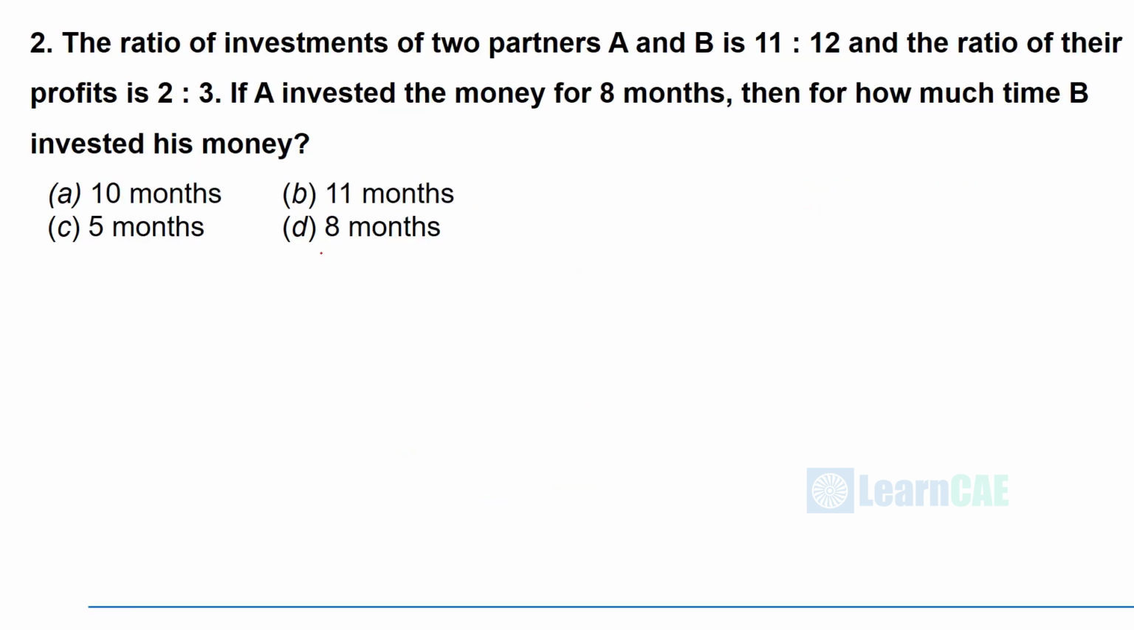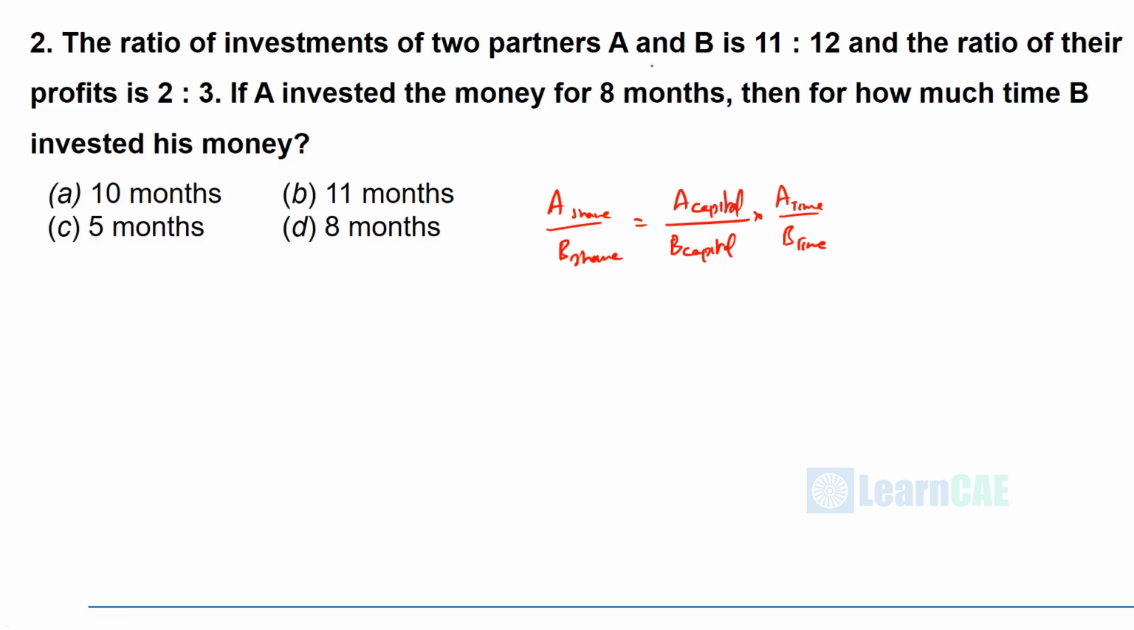Okay. Next question. The ratio of investments of two partners A and B is 11:12 and the ratio of their profits is 2:3. If A invested the money for 8 months, then for how much time did B invest this money? Okay. So here the time periods are different. So A's share divided by B's share is equal to A's capital divided by B's capital into time period. So A's time by B's time. Okay, we can write this like this.